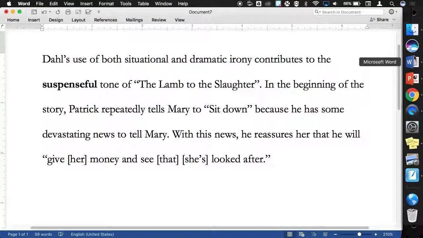That doesn't work, because we're also finding out the news at the same time she is. And what do we know about how Mary feels about her husband? She deeply loves him, so we would expect that Patrick would not want to divorce her or that their relationship wouldn't be at this. So this example proves ironic.